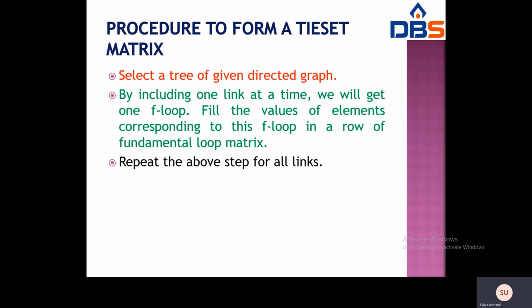Procedure to form a tie-set matrix. First, select a tree of the given directed graph. Next, by including one link at a time, we will get one f-loop. Fill the values of elements corresponding to this f-loop in a row of the fundamental loop matrix. Next, repeat the above steps for all links.